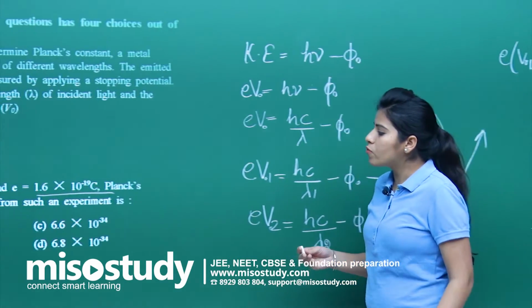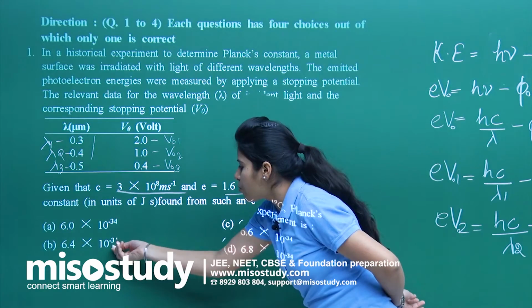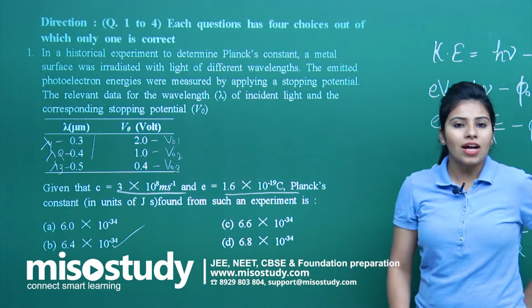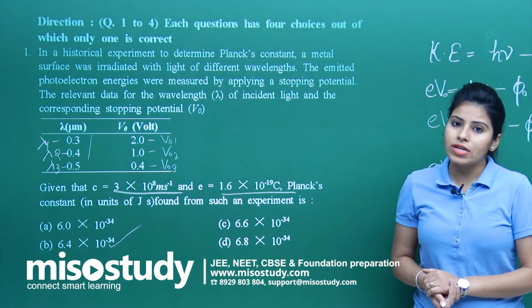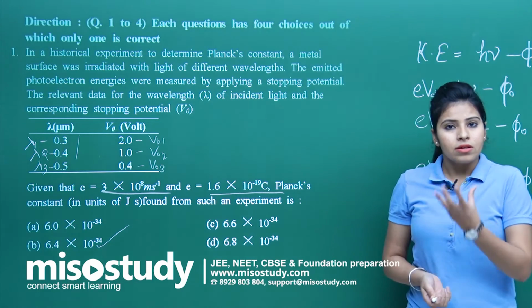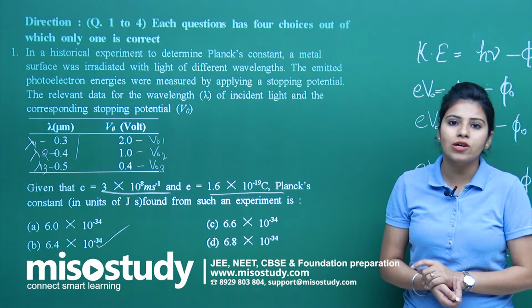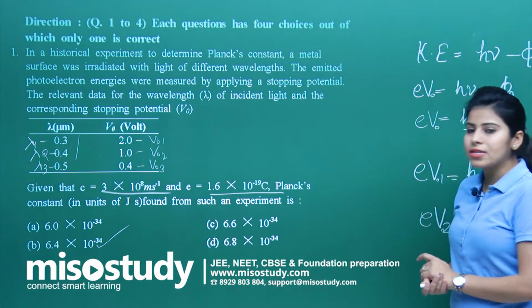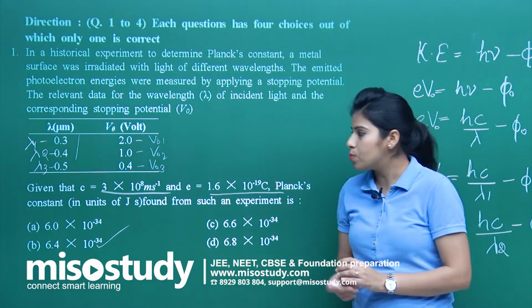So let's just move to the question, and yes, we can see here this is 6.4 into 10 raised to the power minus 34. So that means the correct approach has brought us to the correct answer. If you are starting your question with the right equation, you are definitely going to reach the correct target. So yeah, we have completed this question, and now let us just see what is question number 2.